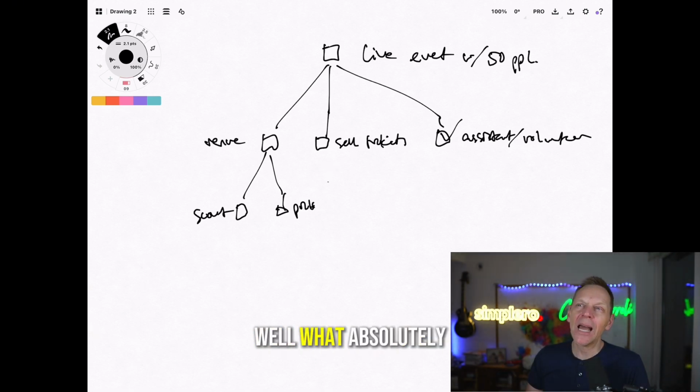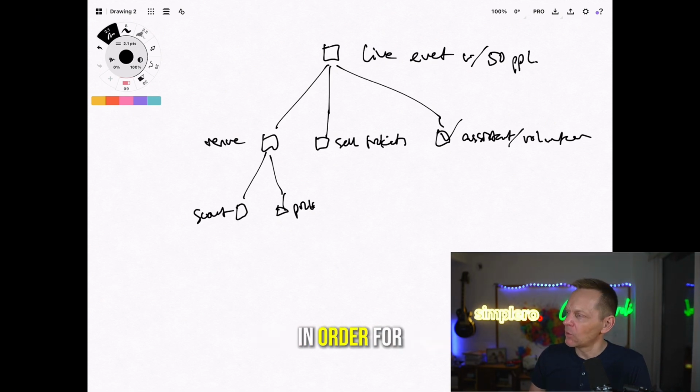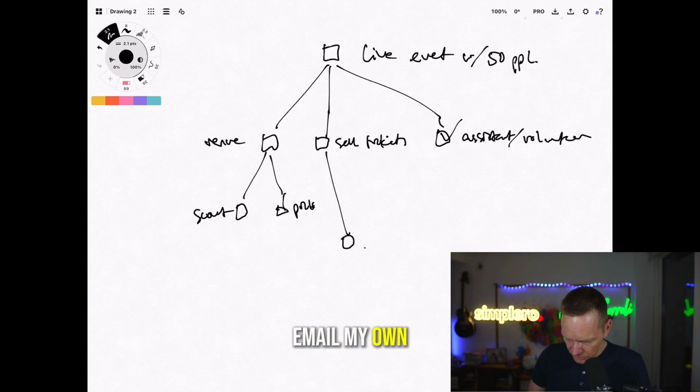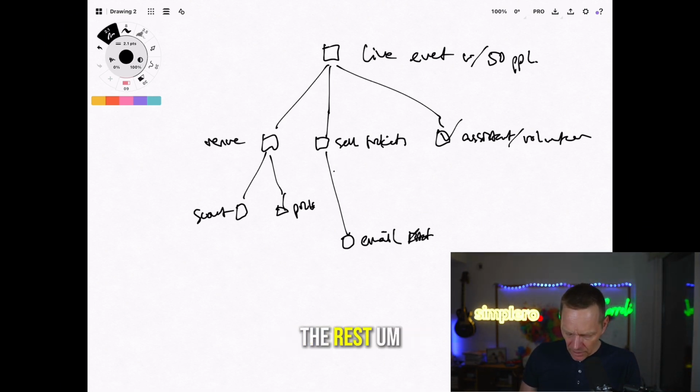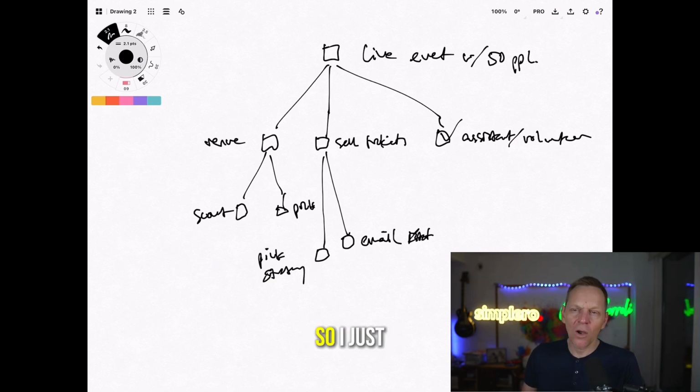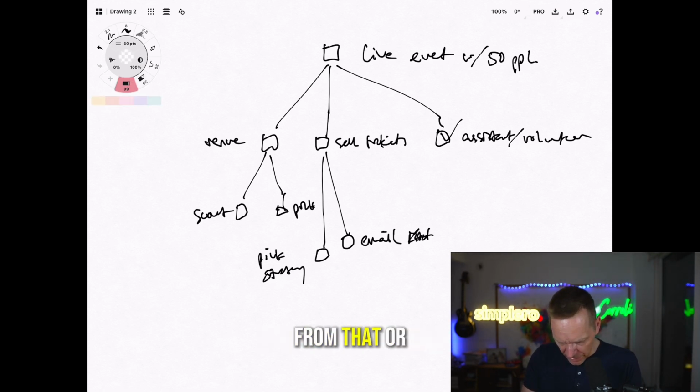Sell tickets. Well, what absolutely needs to happen in order for me to sell tickets? Well, I need to email my own list, right? Absolutely need to do that. And then I need to pick one other strategy who could deliver the rest. I may not know what that is right now, so I say for now, I just say pick strategy, for example, and then we can work backwards from that.